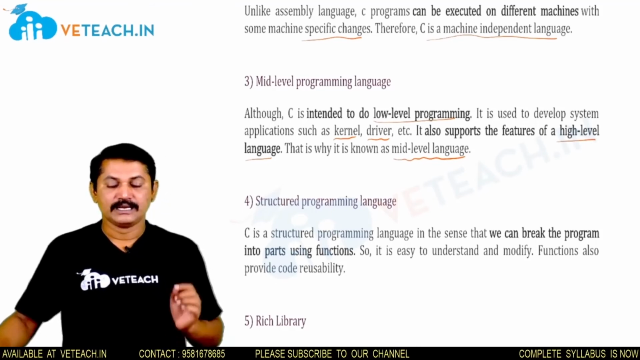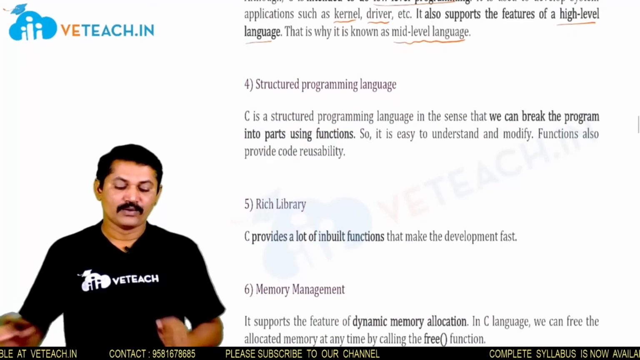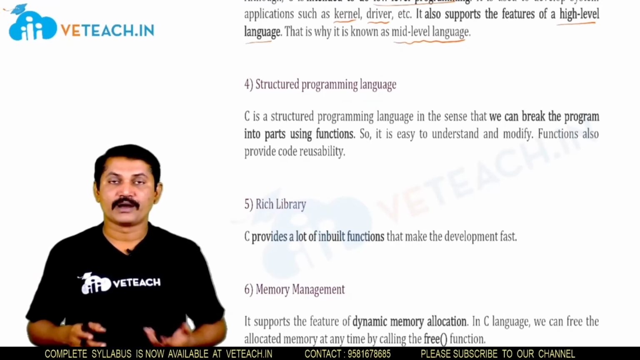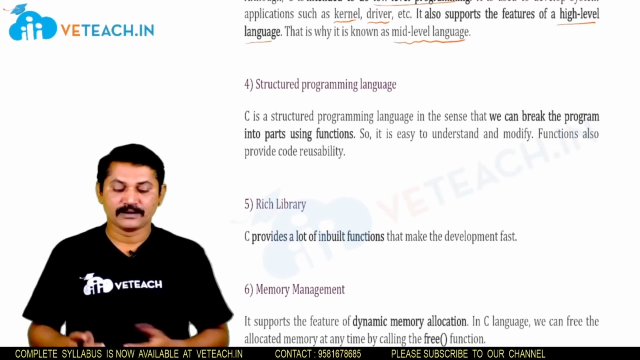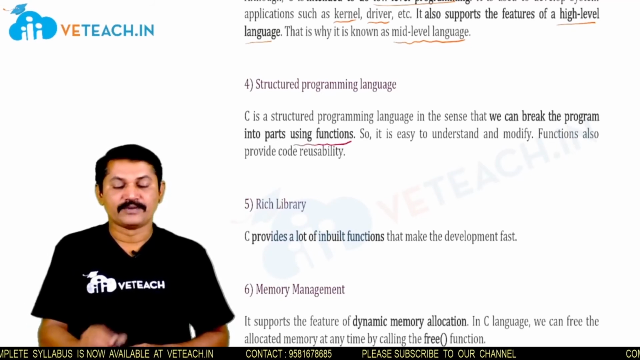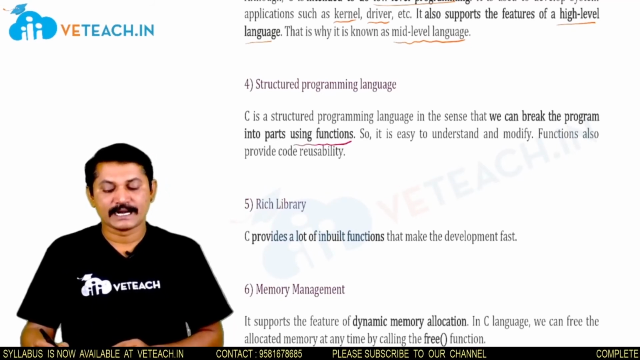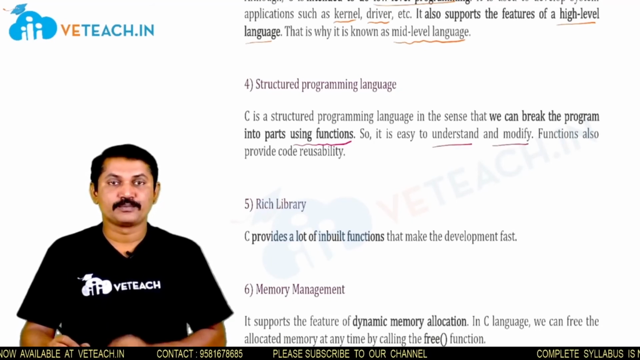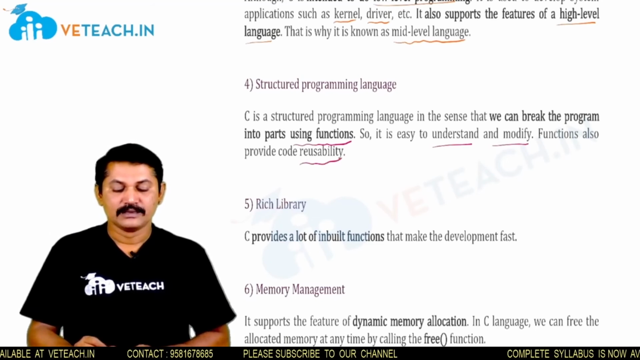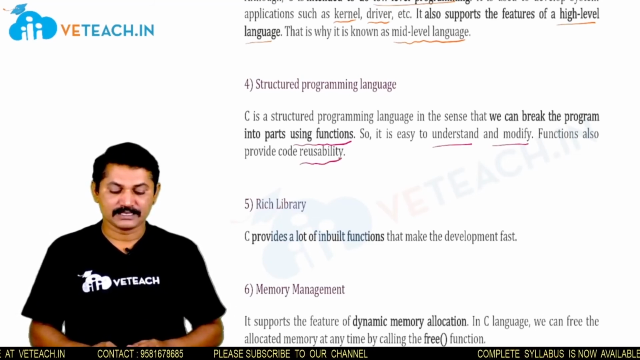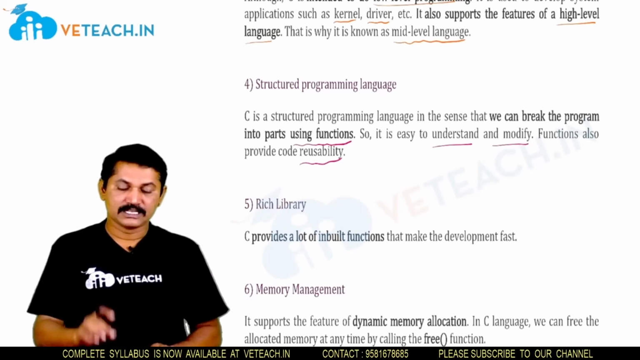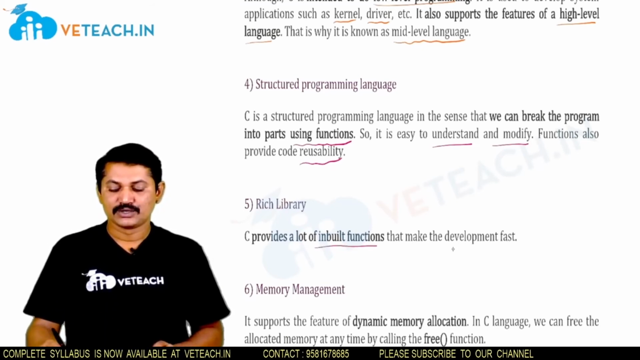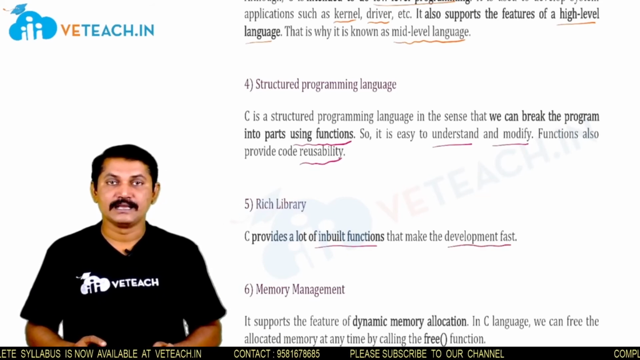The next one is that it is a structured programming language, in the sense that we can break the program into a number of parts with the help of the special feature called defining functions. So it is easy to understand and to modify at any stage of the program, and functions also provide reusability. The next feature of C language is rich library. C provides a lot of inbuilt functions that let us develop programs in a fast and easy method.